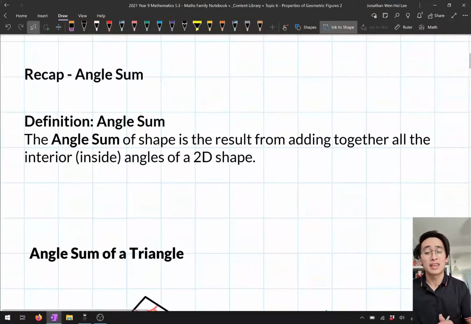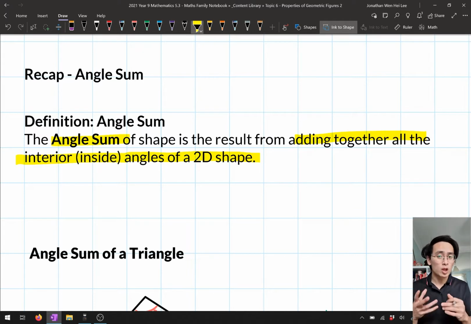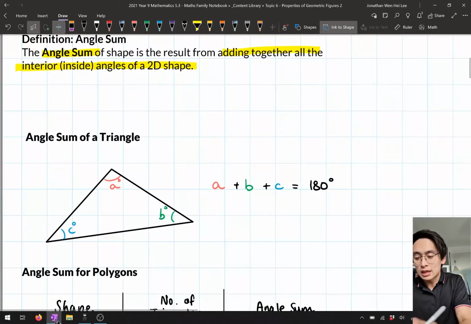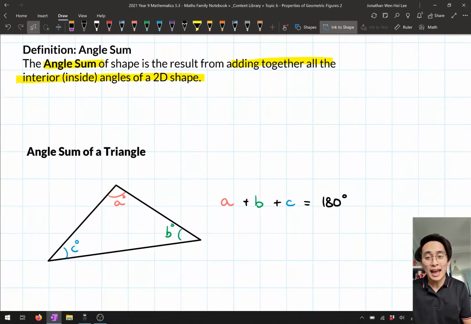First of all, let's quickly talk about the angle sum. Two lessons ago, we looked at the angle sum of a triangle, and I gave you a quick definition. I'm going to make it a little more formal here. The angle sum of a shape is the result of adding together all of the interior angles of the 2D shape. No matter what shape you have, when you add up all the angles inside it, it's going to add up to a number, and for all shapes with the same number of sides, it's going to be the same number. For example, we noticed that the angle sum for a triangle was 180 degrees. When we added together all 3 of the angles inside my triangle, it always gave me 180 degrees, no matter what my triangle looked like.